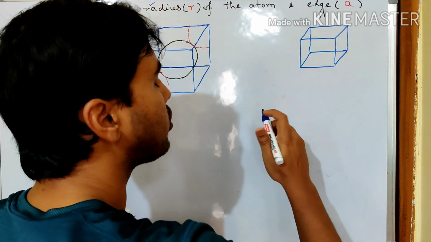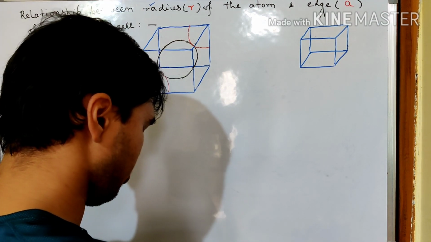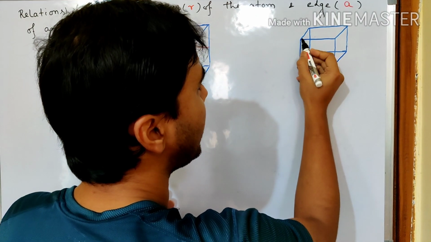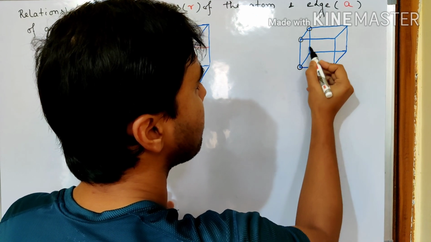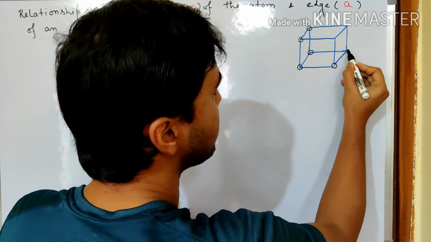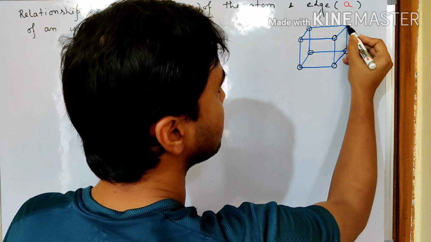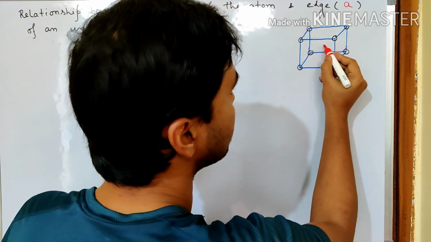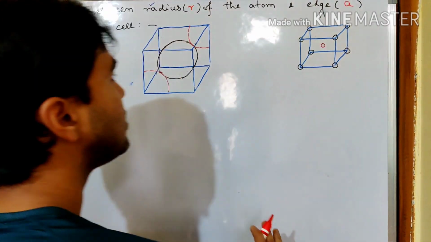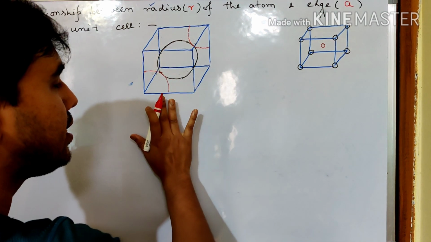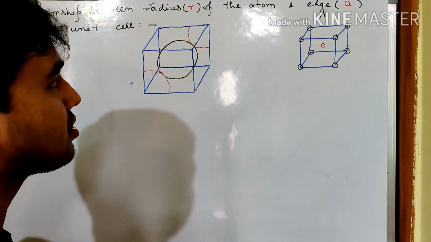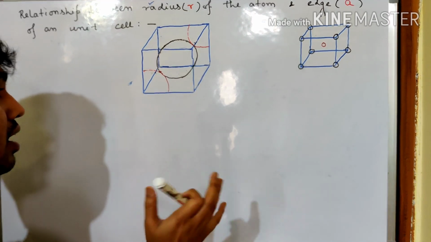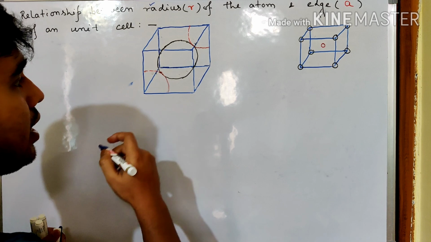Here I have drawn a prototype of BCC, body-centered cubic. Just a quick reminder that atoms are present at the corners, and simultaneously there is another atom present at the body center. The same structure in a close-packed structure has been drawn here. I have discussed already what a close-packed structure is on the last day. So the same thing has been drawn here.